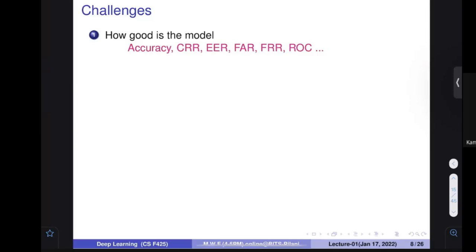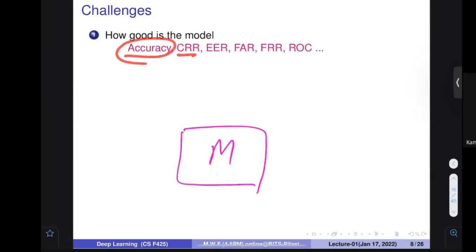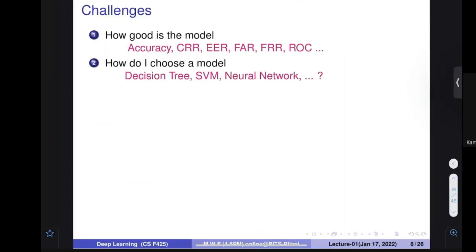Whenever we develop a system, we call it a model. You want to understand how good this particular model is. Various metrics are there, such as accuracy, correct recognition rate, equal error rate. All these things are important metrics that you are going to utilize. We would come back to these things in the next few classes.